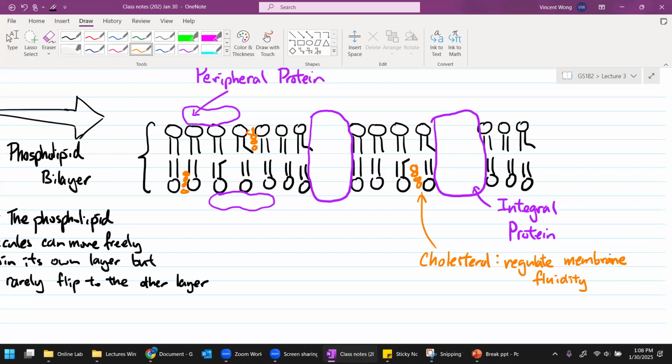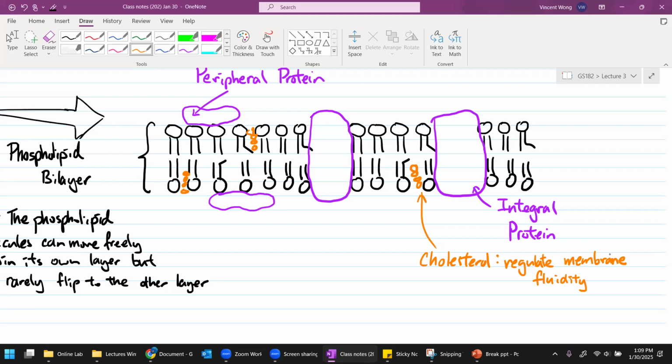Let's think about that. If you think it's more, I'll repeat the question. If you put more cholesterol in the membrane, do you think it is one, more fluid, or two, more solid? Show me what you think. More fluid or more solid? If you put more cholesterol in. Anyone else? More fluid or more solid with more cholesterol? Change your mind? Okay, good. Pick something, guys. It's okay to be not correct. Good. Anyone else?